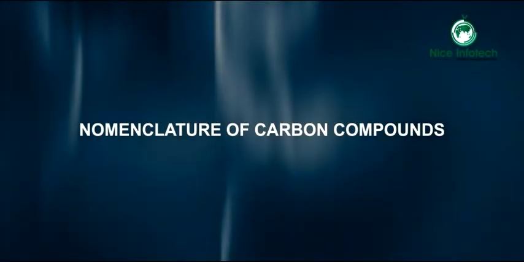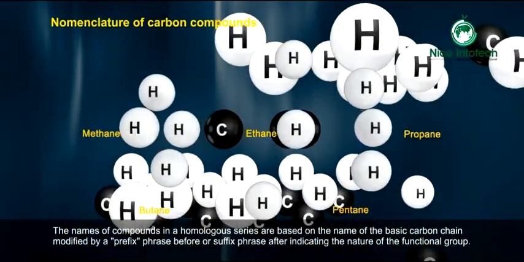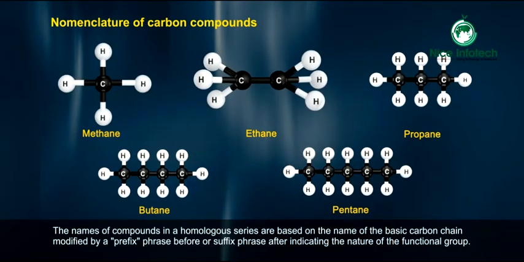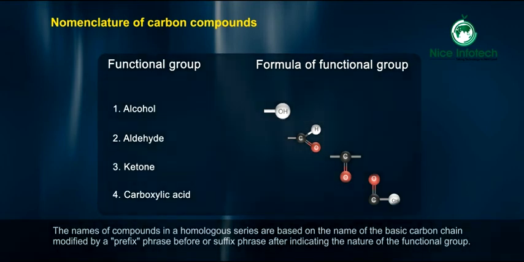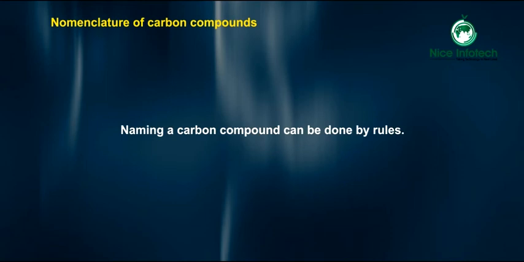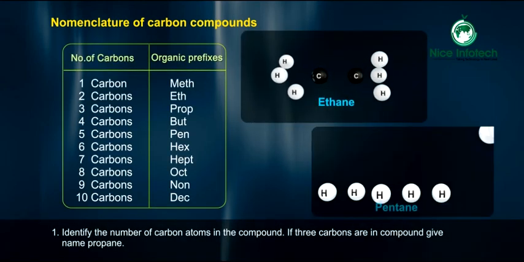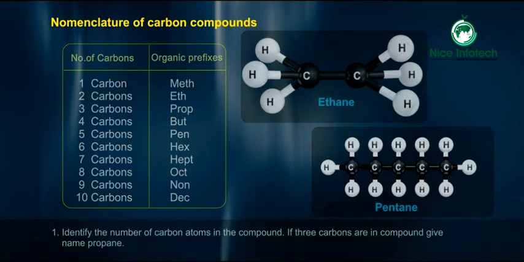Nomenclature of carbon compounds. The names of compounds in a homologous series are based on the name of the basic carbon chain, modified by a prefix before or a suffix after, indicating the nature of the functional group. Naming a carbon compound can be done by rules. 1. Identify the number of carbon atoms in the compound. If 3 carbons are in the compound, give the name propane.